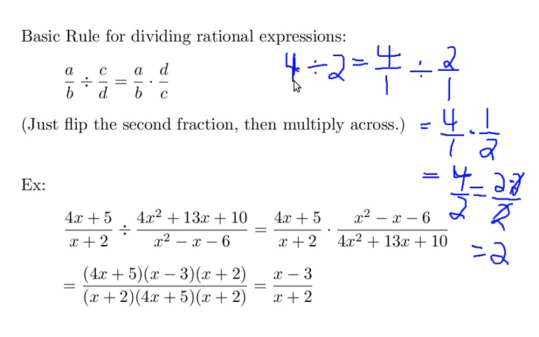Now, obviously, whenever you divide 4 by 2, you don't usually think of it using that thought process, but the point being that flipping and multiplying is technically what you're doing whenever you're dividing.